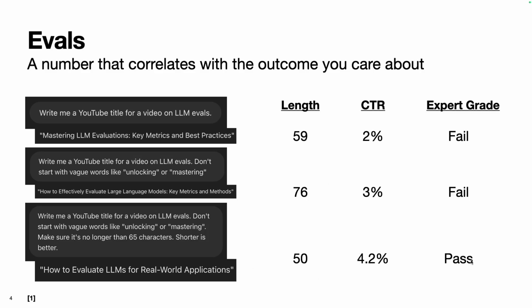We want it to pass the expert grade, and we want the titles to be within that 50 to 55 sweet spot. So this is objectively the best prompt option of these three.